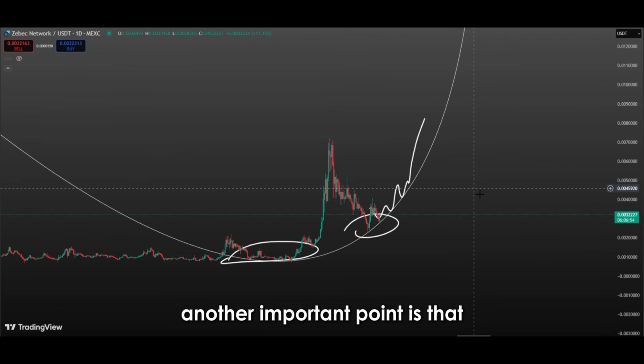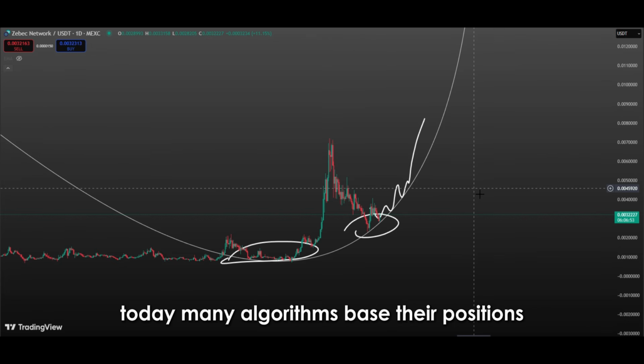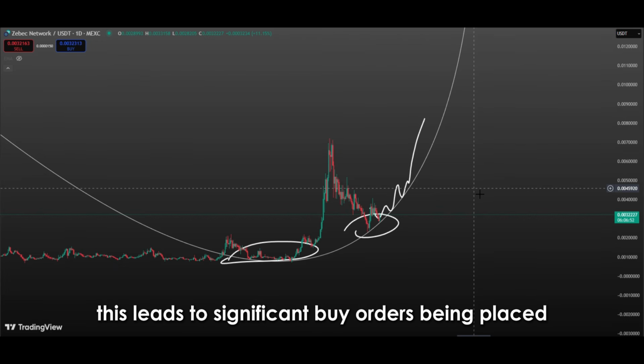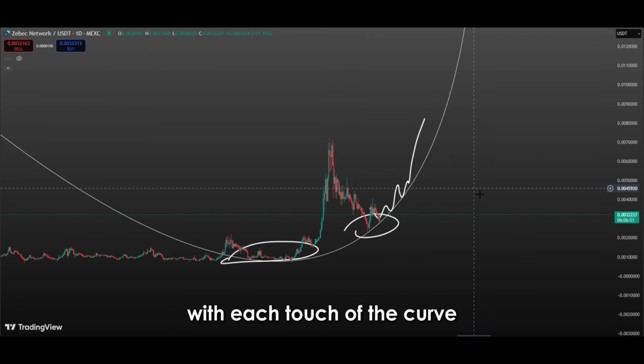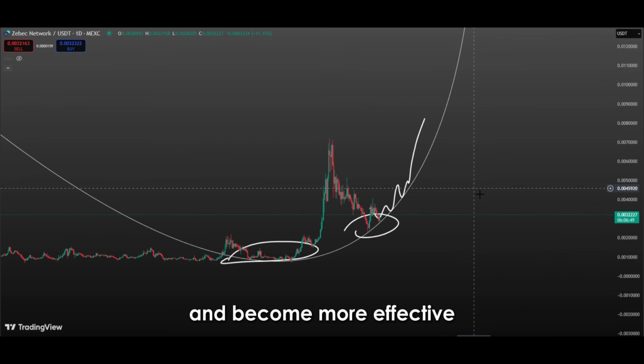Another important point is that this structure is also recognizable by algorithmic trading systems. Today, many algorithms base their positions on such rising curves. This leads to significant buy orders being placed with each touch of the curve. So it's not just retail investors, institutional algorithms also monitor these curves closely and trade accordingly. This causes the curve to generate stronger reactions and become more effective.